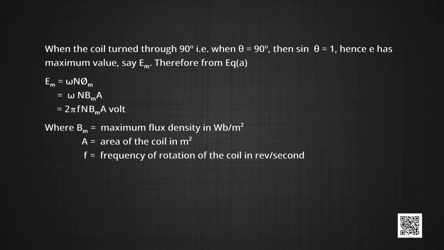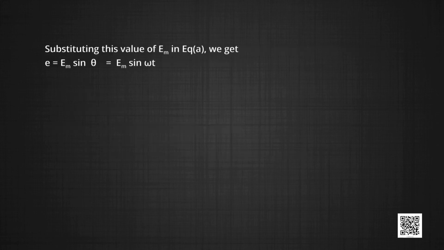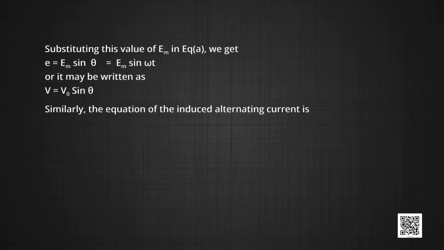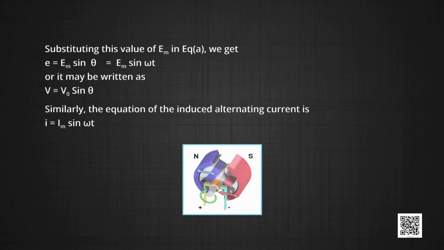If we substitute these values, then it will be E is equal to Em sin theta, which is equal to Em sin omega t, or it may be written as V is equal to V naught sin theta. Similarly, the equation of induced alternating current is, as we have seen, I is equal to Im sin omega t. If we look at that diagram, where we have a magnet, in between the magnet there is a coil, and we can see the direction of rotation of the coil, which is producing alternating voltage.